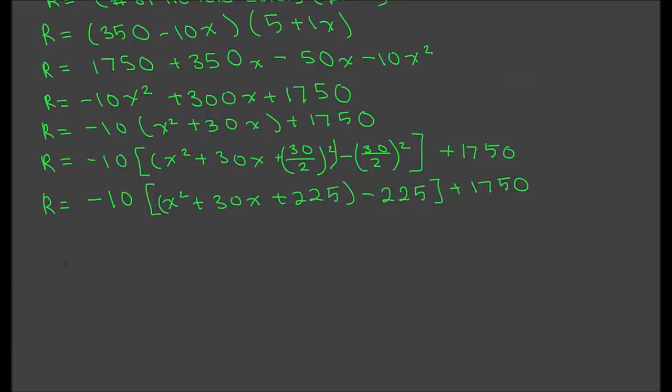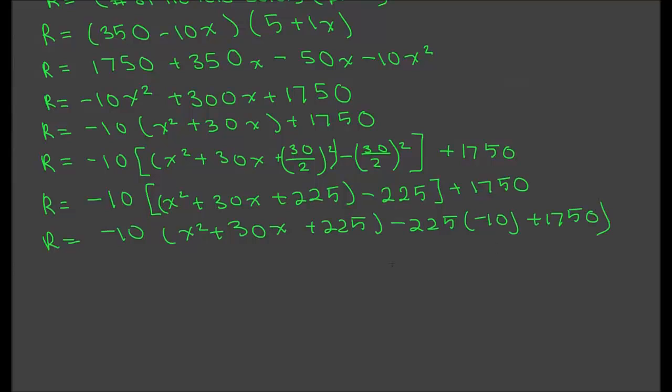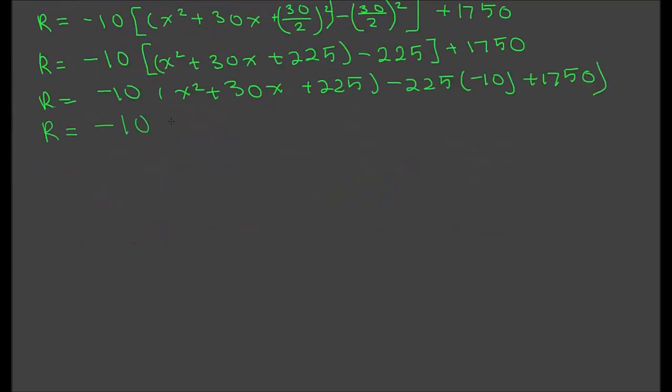Then we must move the negative value out of the bracket while still multiplying it by the coefficient of negative 10. Now our equation is r equals negative 10 bracket x squared plus 30x plus 225 bracket minus 225 times negative 10 plus 1750. If we simplify our equation, we get r equals negative 10 bracket x squared plus 30x plus 225 bracket plus 4000.